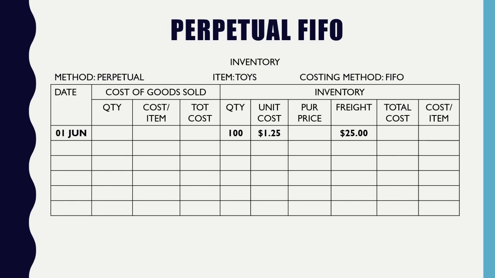Middle section tells me I have 100 toys. It's going to cost me $1.25, and my total purchases is going to be, what is my total purchases going to be? 125. 125 plus $25 freight gives me 150. Okay, so yes, it gives you 150. And then what is my cost per item going to be? $1.50.